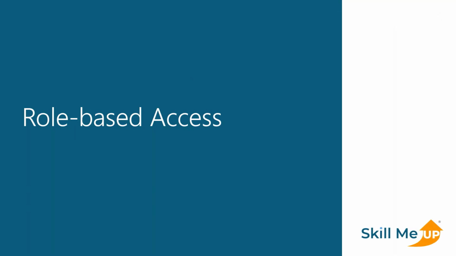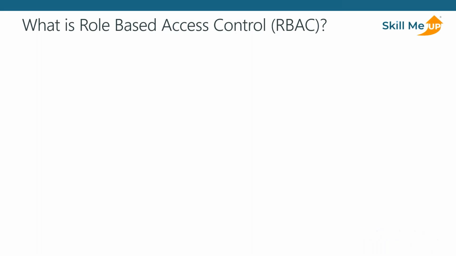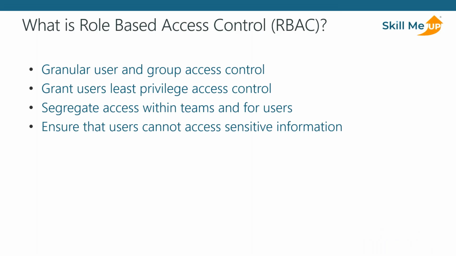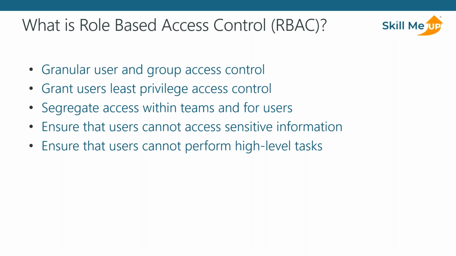Okay, so once we have our policies, our next step here is to focus on the role-based access that we wish to define. So the first thing to question here is, what is role-based access control, or RBAC? So in Microsoft 365, this is about granular user and group control. It's about granting users least privilege access control. It's about segregation within teams and users, and I should also add in applications also. It ensures that users cannot access sensitive information and cannot perform high-level tasks.